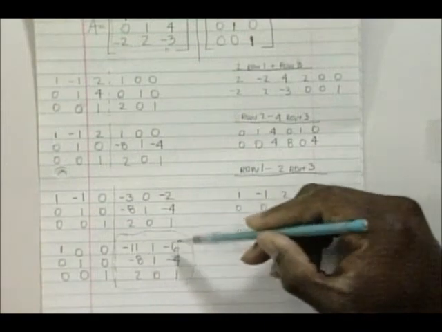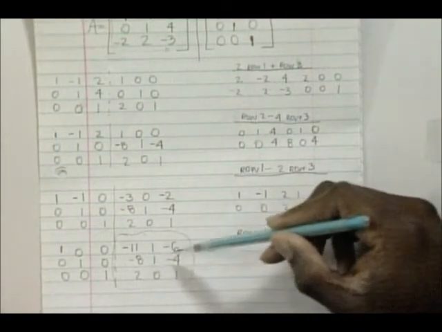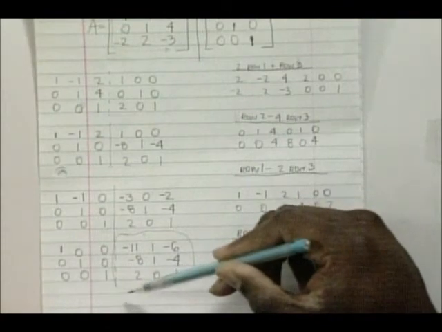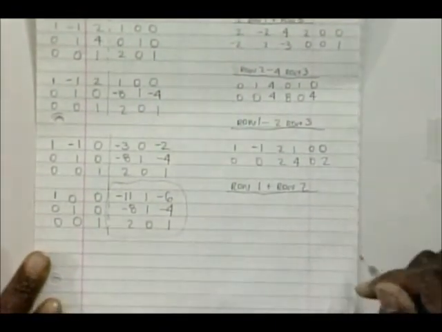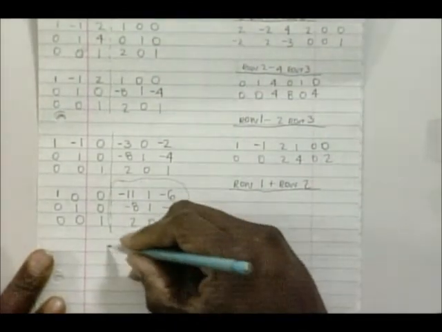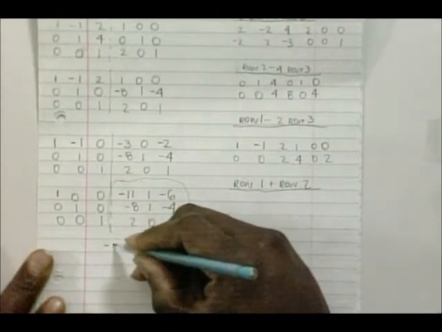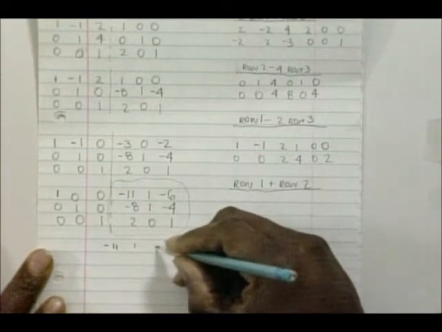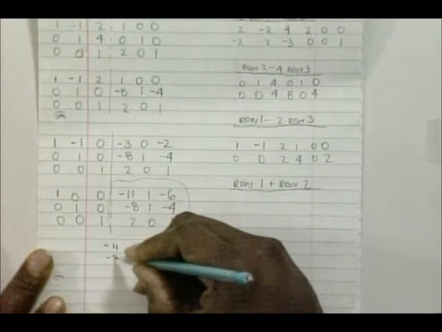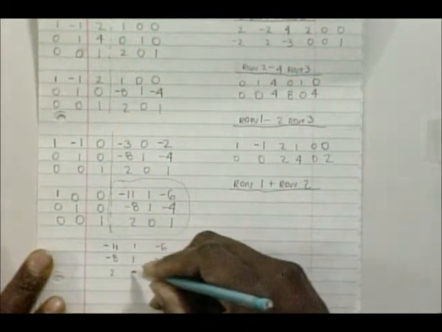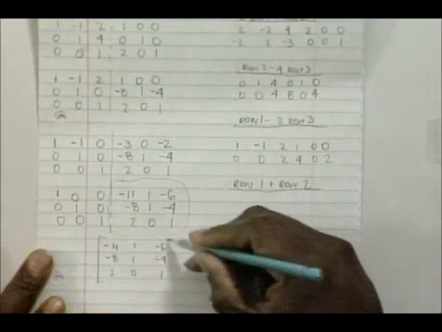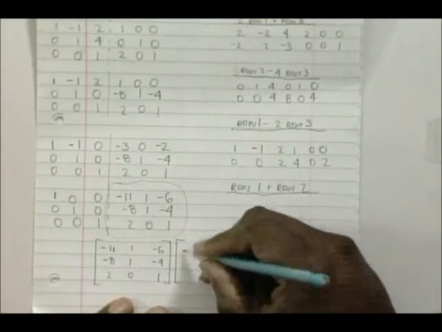Negative 11, 1, negative 6, negative 8, 1, negative 4, 2, 0, 1. Okay? And that is your answer. Now, a lot of times what you can do is you can take this negative 11, 1, negative 6, negative 8, 1, negative 4, 2, 0, 1, and if I did not put this in the wrong order, what you can do is you can multiply that by your original problem.